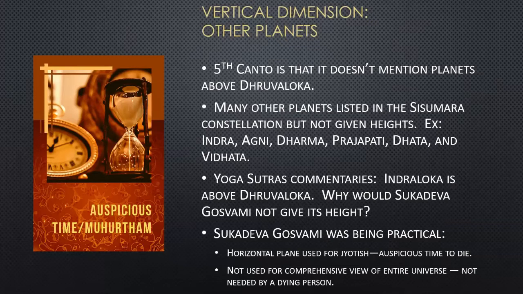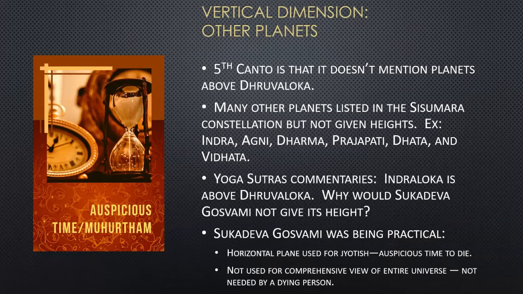As an example, they talk about the planet of Indra, the planet of Agni, Dharma, Prajapati, Data, and Vidata. But we don't know where they're located in this vertical dimension. They're just said to be situated in the Shishimar constellation. The Yoga Sutras commentaries tell us that Indraloka is above Dhruvaloka. So one question that we might ask is, why would Shukadev Goswami in the Bhagavatam not give the height of something as important as Indraloka?